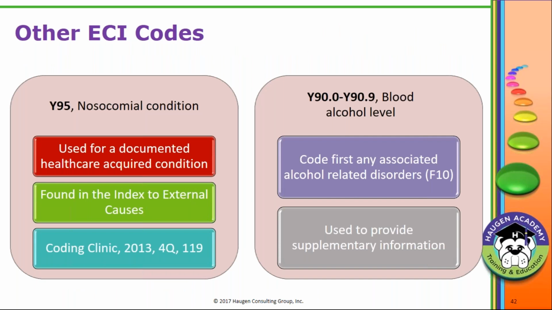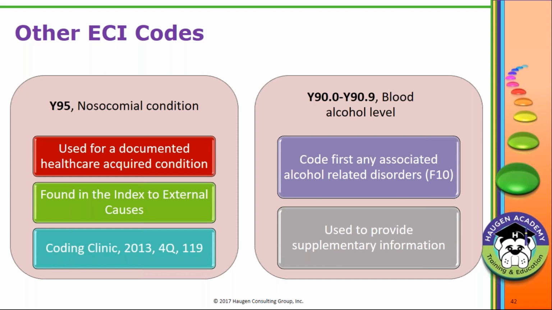As I mentioned earlier, there's a code Y95 for nosocomial condition, and it is used for a documented healthcare acquired condition. There's a question about that in Coding Clinic 2013, fourth quarter. And I knew this code existed, and then I couldn't remember that it was an ECI code, and I was looking for it in the regular index. So just remember that you will find this code in the index to external causes, code Y95, nosocomial condition.